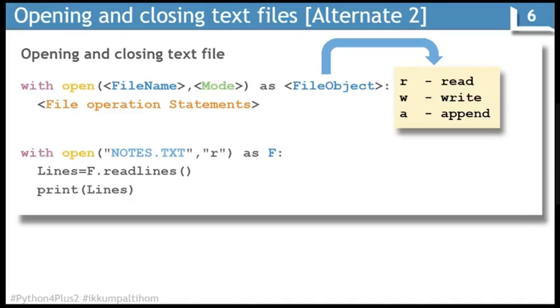You can look at the same example which was shown in the earlier case. Here we are opening the file notes.txt in r mode, and the name of the file object is f. We'll just read the entire content from here with the help of readlines, dump the content into the lines variable, and display it in one go. So this is going to display a list of strings.